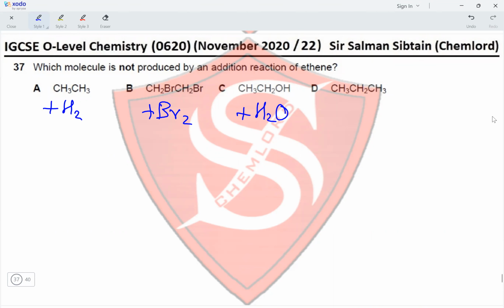And the last one has 3 carbon atoms. So there is an addition of a CH2 group. So this is not a reaction in which something is added to ethene. Therefore, the correct option for this question is option D.